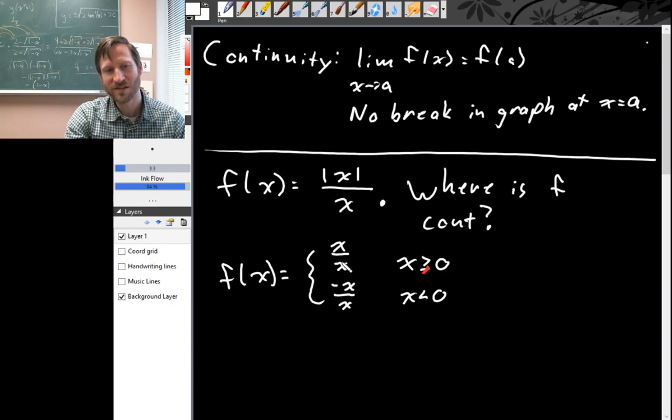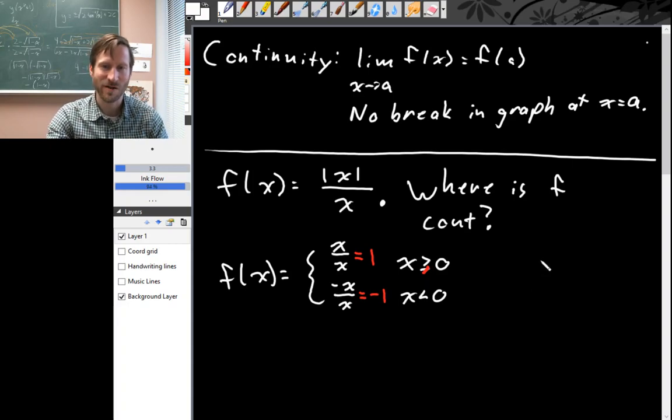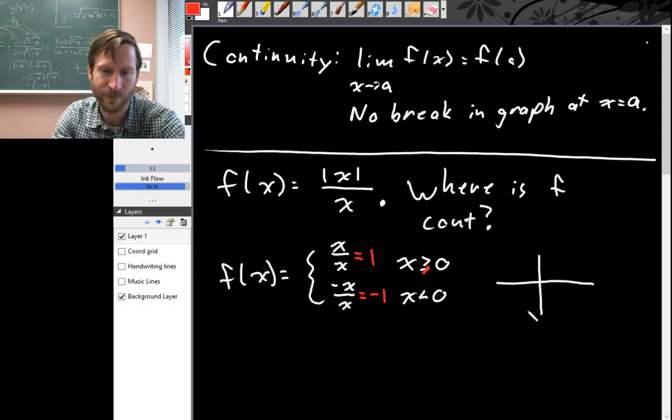Well, for both of these possibilities for this function f, we can simplify them. For the first one, we just get 1, and for the second one, we get minus 1. So this lets us sketch the graph of this function. For negative x values, this function is minus 1, so like this. And for positive x values, this function is plus 1, like that.